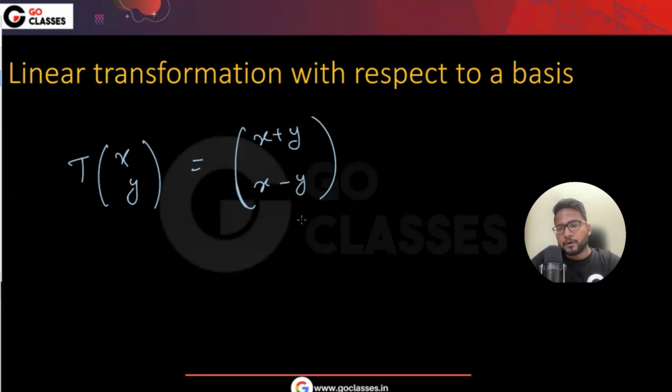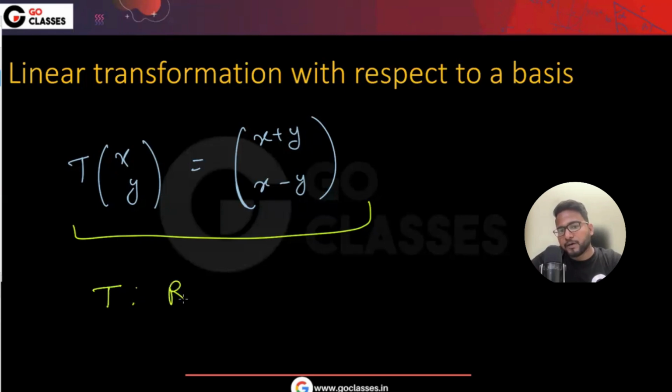Now actually the mathematicians are too greedy. They don't just want the linear transformation. They also want the linear transformation with respect to some basis. What do I mean by that? Let's suppose T is a linear transformation from R2 to R2, right? And how do you define T? Maybe you can say that T is defined like this. Now, I don't want the standard matrix of T. I want some other matrix of T.